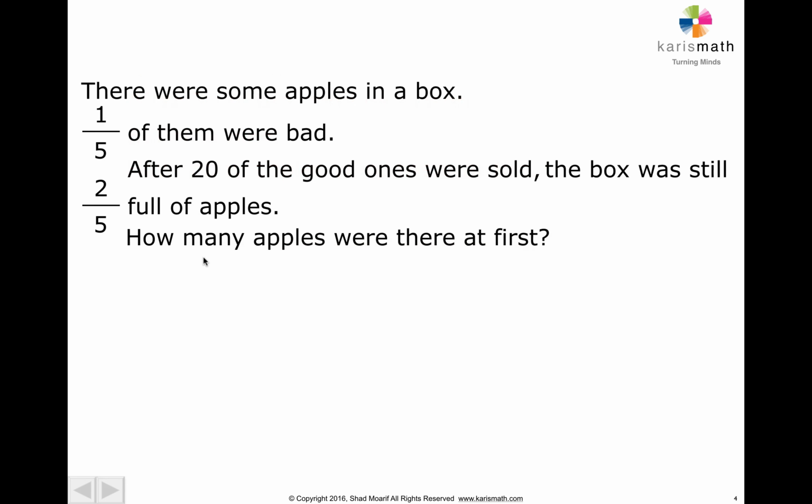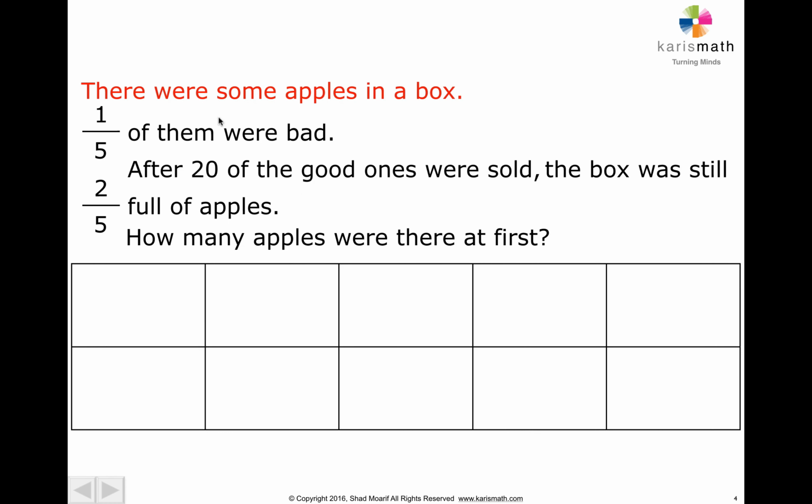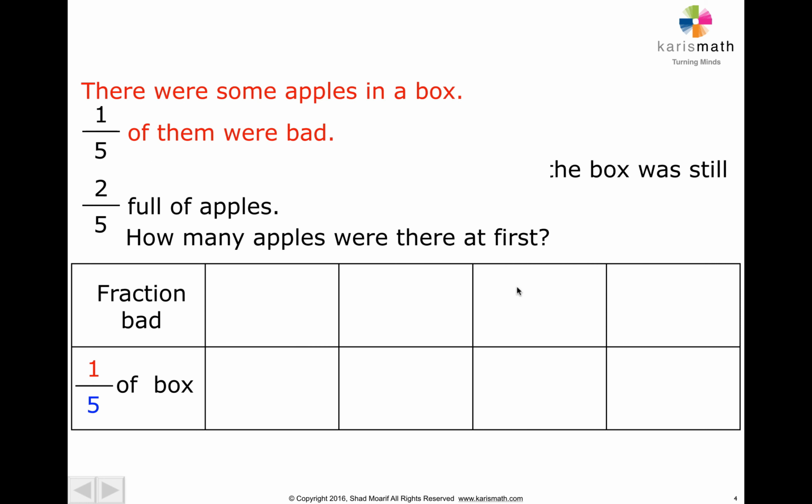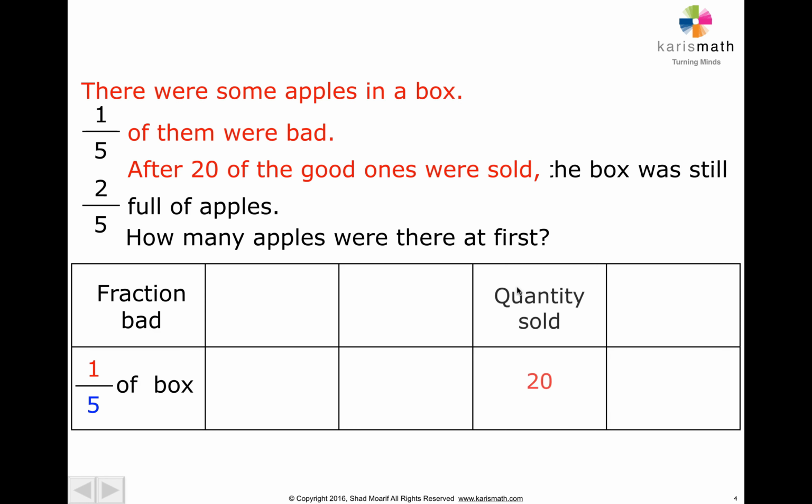We can also show it mathematically through a grid. So let's make that grid again. There were some apples in a box. We don't know how many, but we do know that 1/5 of them were bad. So we'll just record here what fraction were bad. The fraction bad was 1/5 of the entire box. We also know that 20 of the good ones were sold, so we know how many were sold. We know that 20 were sold. The quantity sold was 20.